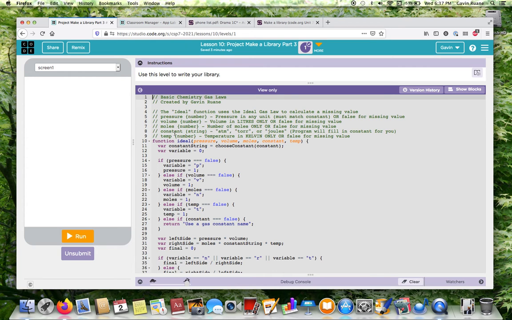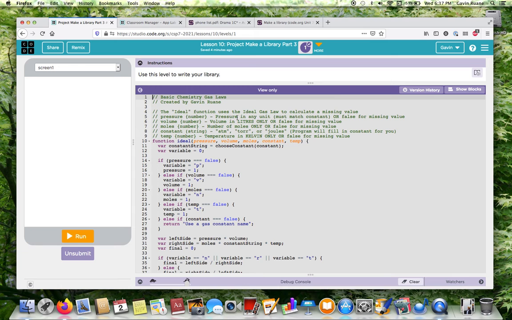For the constant, you don't have to know the constant. You can just type in a string. So if you want the atmosphere constant, the torr constant, or the kilopascals, which is the joules constant, you can just put this in a string. You don't have to know what the number is. But this constant, this is a chemistry thing, has to line up with the pressure unit. And then the temperature has to be in Kelvin, no Celsius.